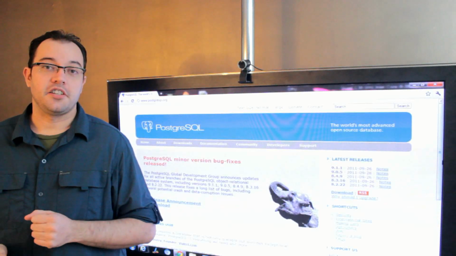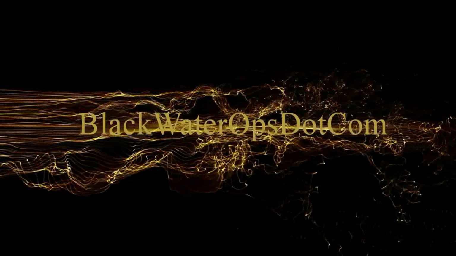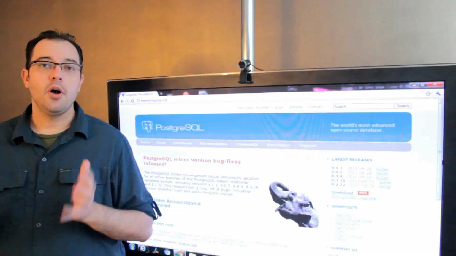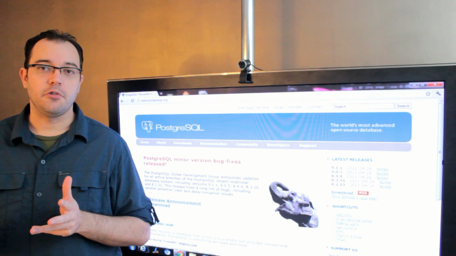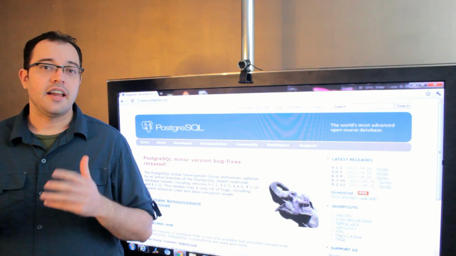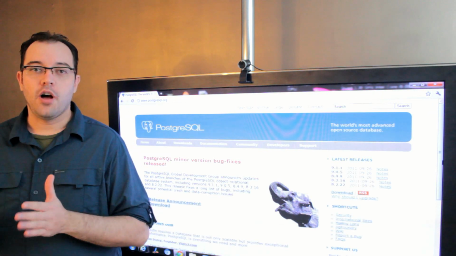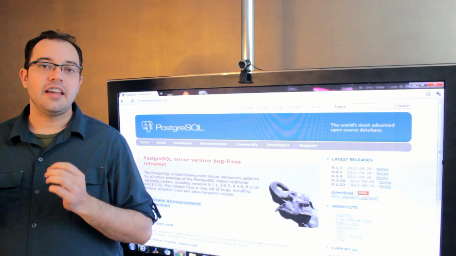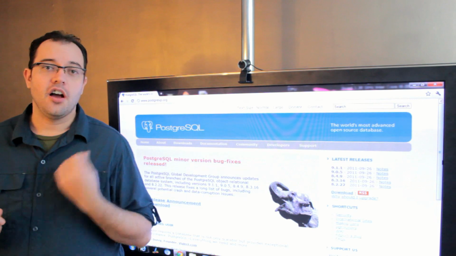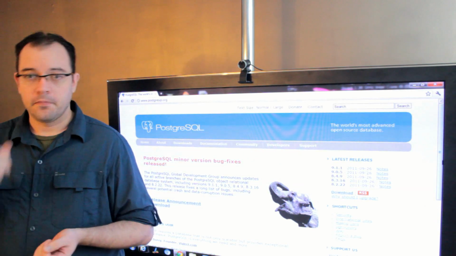PostgreSQL versus MySQL. Postgres is probably the biggest open source competitor to MySQL, and for good reason. It's a great enterprise quality SQL solution, and it really is SQL compliant, unlike MySQL.